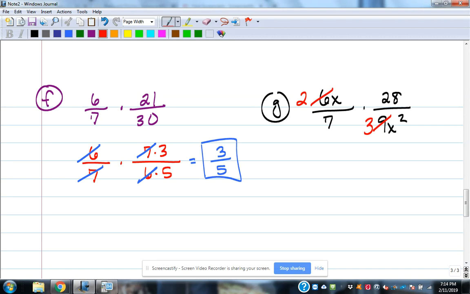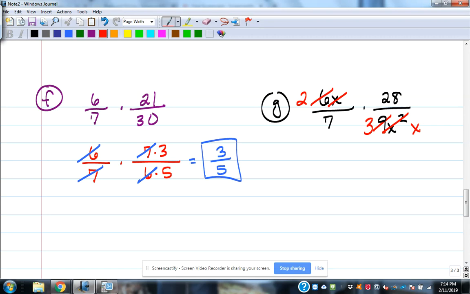What else can cancel? The X is. We got how many X's up here? 1. How many down here? 2. So how many get canceled? 1. So this X cancels completely out. One of these 2 cancels out. So this X is gone. This X squared just becomes plain X.